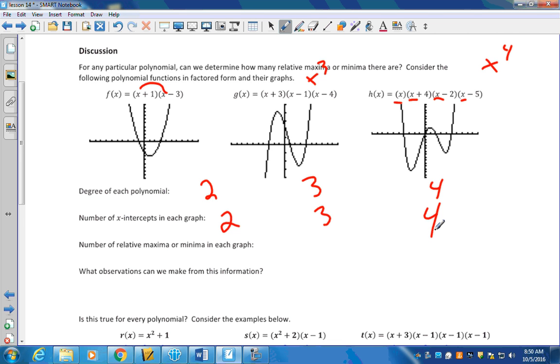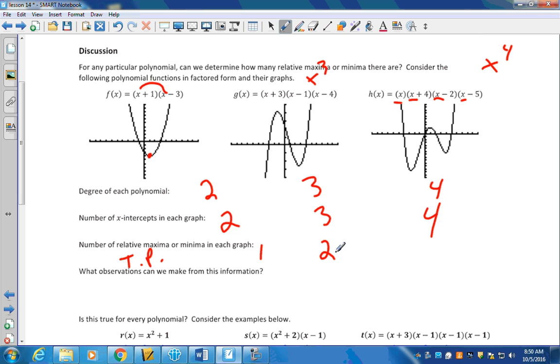Now, relative maxima and relative minima are long words, lots of syllables that don't make any sense to us, that just stand for turning point. How many turning points are there? So like this is a relative minima that has one turning point. How many turning points does this one have? 2.